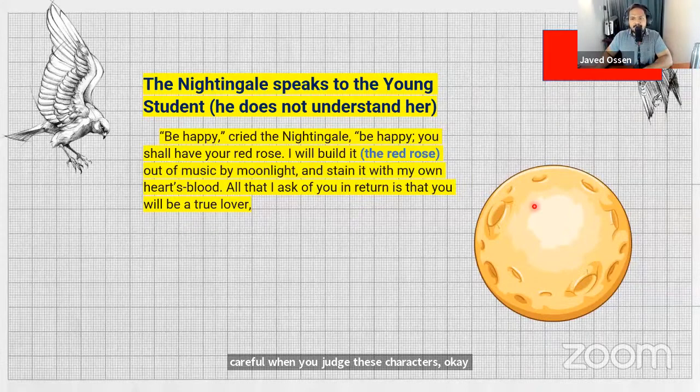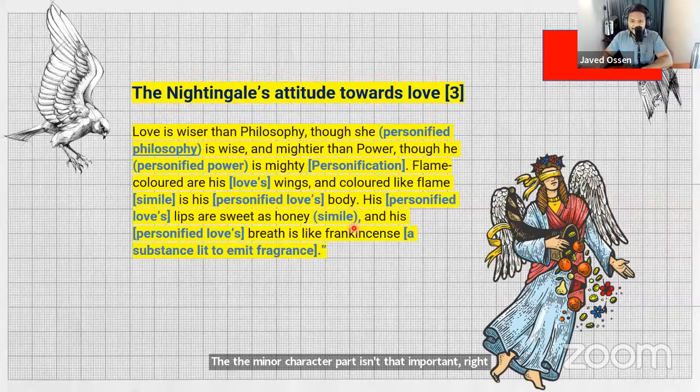Absolutely. You have to memorize the extracts, but the minor character part isn't important, right, Maimuna? So yeah, Moonlight, your name reminds me of the moonlight in The Nightingale and the Rose.